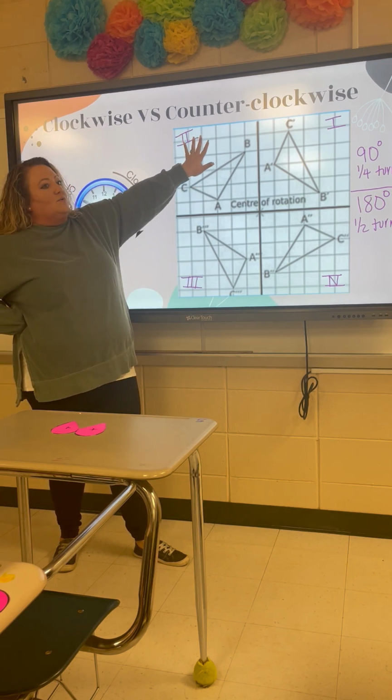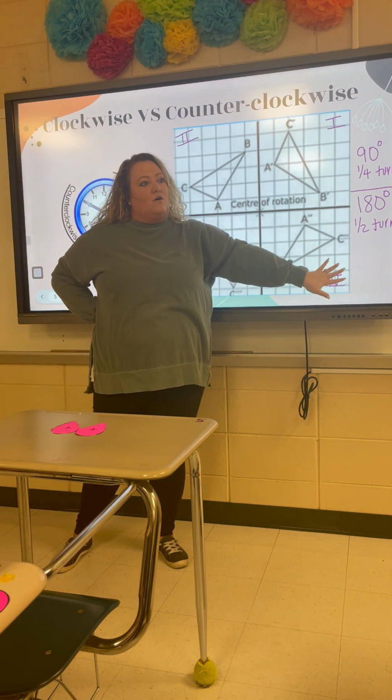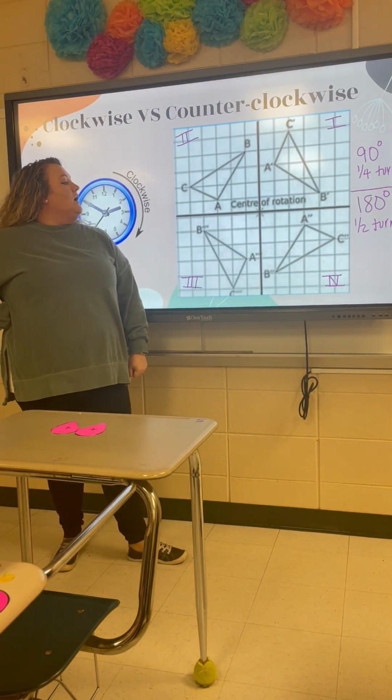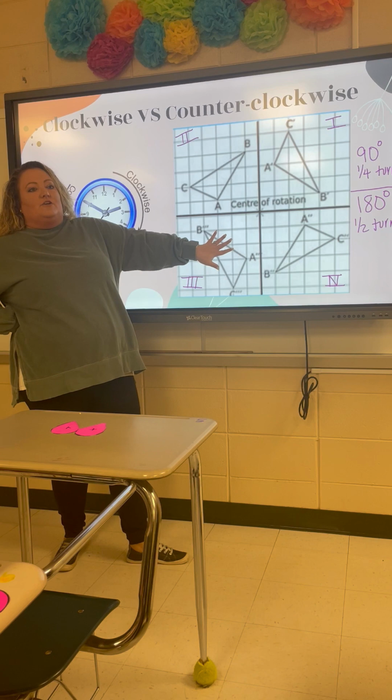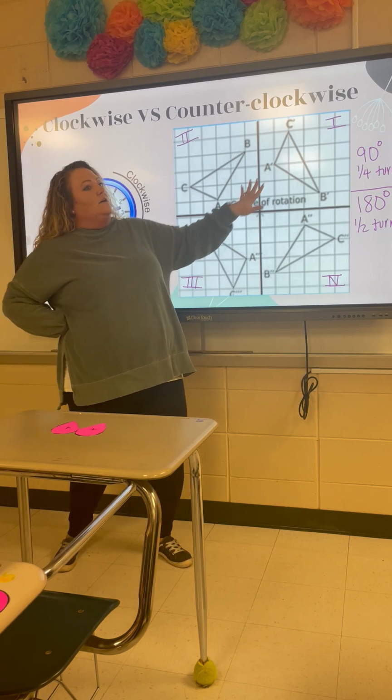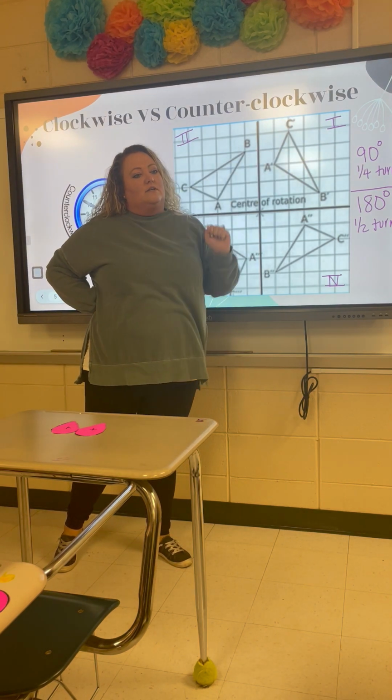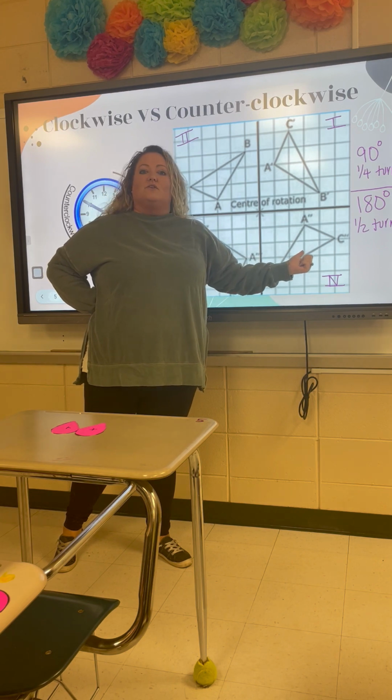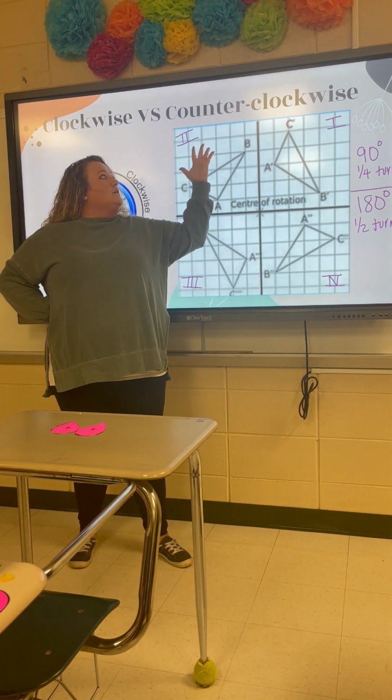What if you start in quadrant 2 and do a 180? You'll start in quadrant 2 and end up in quadrant 4. What if you start in quadrant 3 and you do a 180? Then you're in quadrant 1, all the way over here. And the last one, if you start in quadrant 4 and do a 180, you'll end up in quadrant 2.